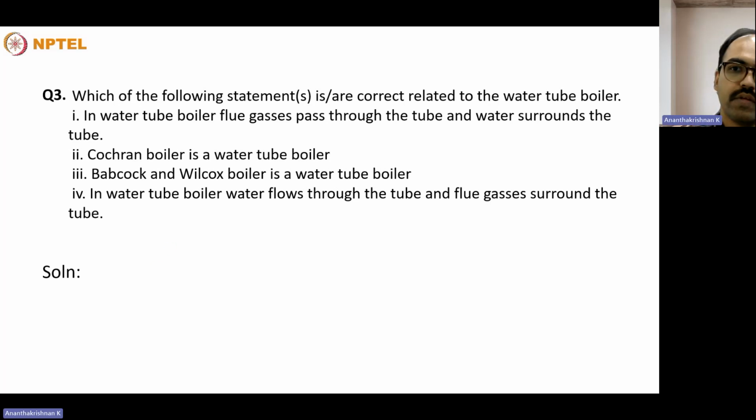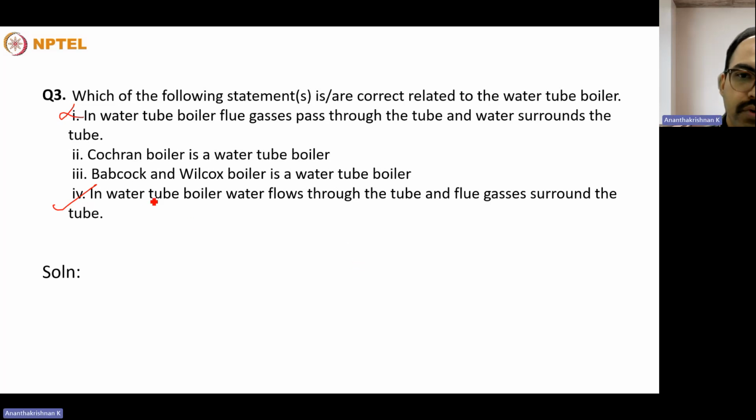The question is which of the following statements is or are correct related to the water tube boiler? In water tube boiler, flue gases pass through the tube and water surrounds the tube. The last option is the exact opposite of this, where the water flows through the tube and flue gases surround the tube. So the answer is 4. The water tube boilers are the ones where the water flows through the tube, converts into steam by taking heat from the flue gases which flow surrounding the tube.